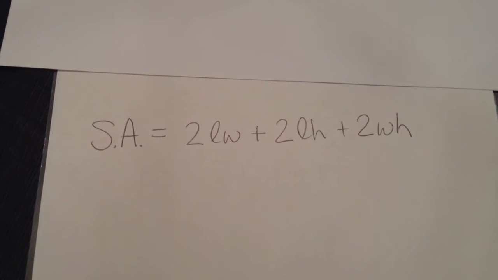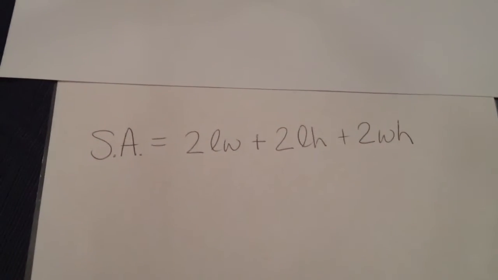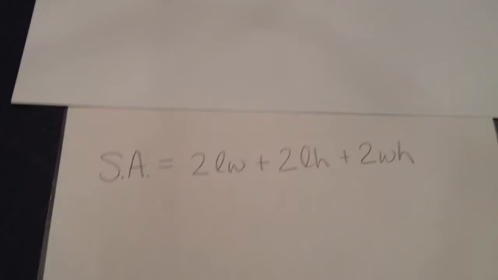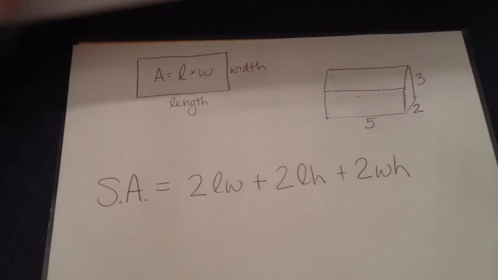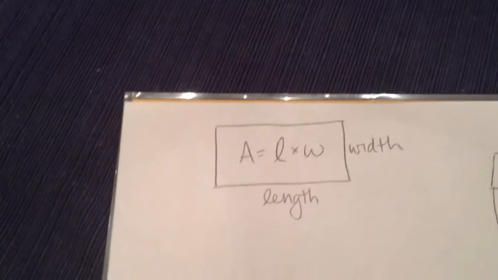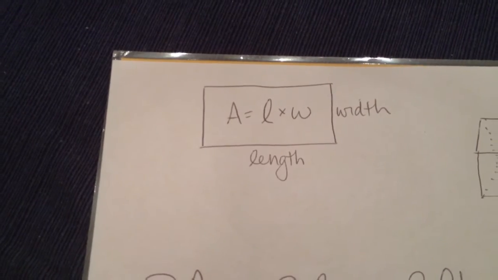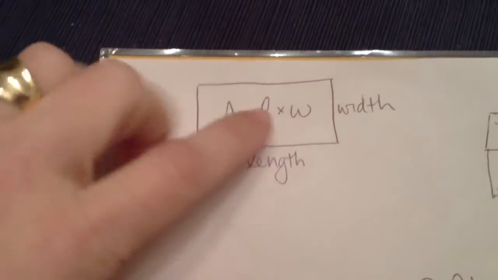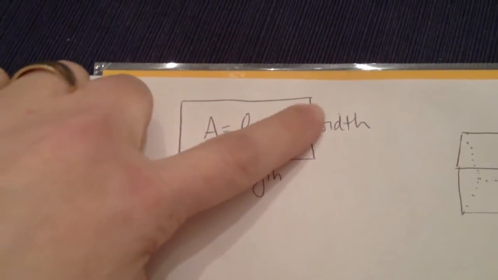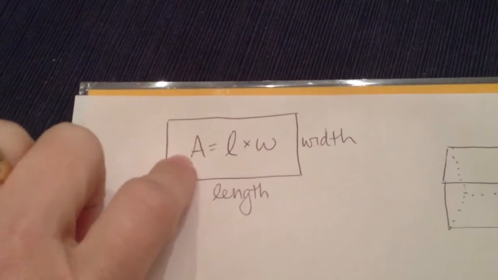The formula that we're looking at today is the surface area formula. And surface area, if you'll remember, first of all, when you learned about area, you learned that the area of a rectangle is length times width. So what you're finding is completely what covers the inside of this rectangle.